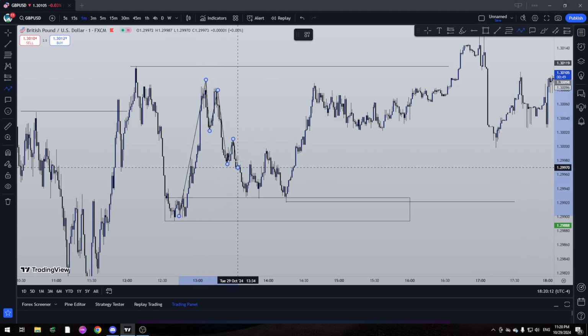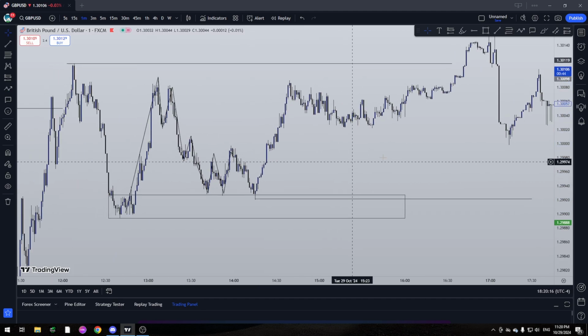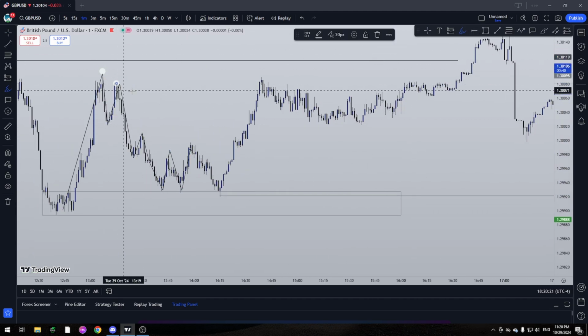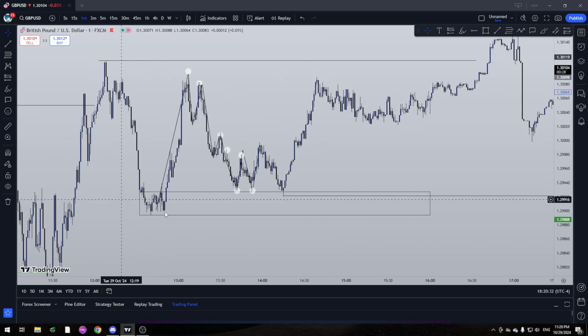Right here, right here, right here. What happens here? We have liquidity here. I'm gonna mark it out. Here's a lot of liquidity. Here's a lot of liquidity. Here's a lot of liquidity. Here and here. So now you see that we're coming back near our zone.